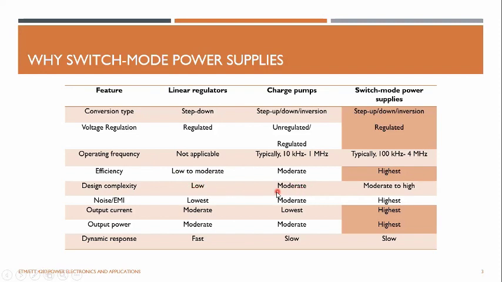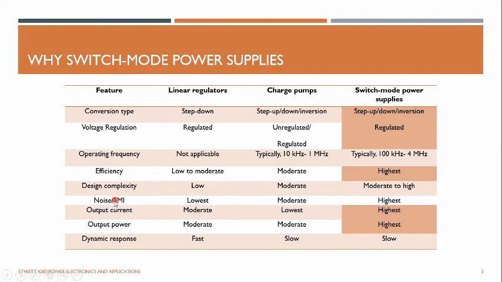The charge pumps have a moderate complexity. They have some switching capacitors. You need some switches to switch the capacitor between the charging and discharging phases. And the switch mode power supply is the most complex one to deal with, right? So their complexity is moderate to high. When you add those EMI filters and all these extra components, the design complexity is always high.